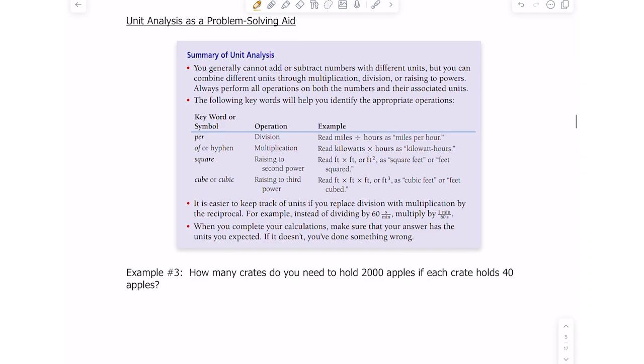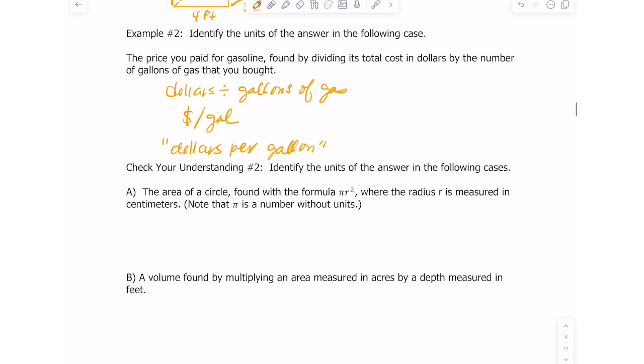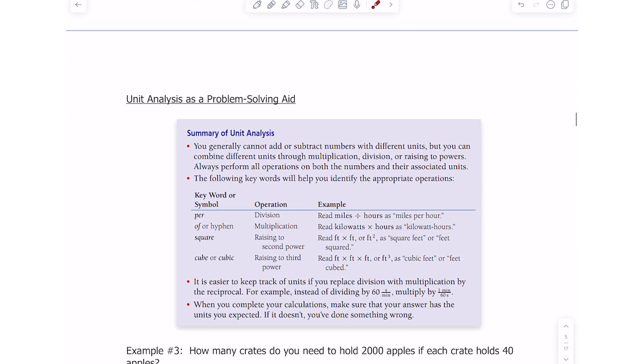So we can use unit analysis as a problem-solving aid. Okay, you generally cannot add or subtract numbers with different units, but you can combine different units by multiplying, dividing, and raising to powers. Okay, always perform all operations on both the numbers and their associated units, as we did in these problems here. So not only did we multiply 4 times 3, we also multiplied the units together and ended up with feet squared.